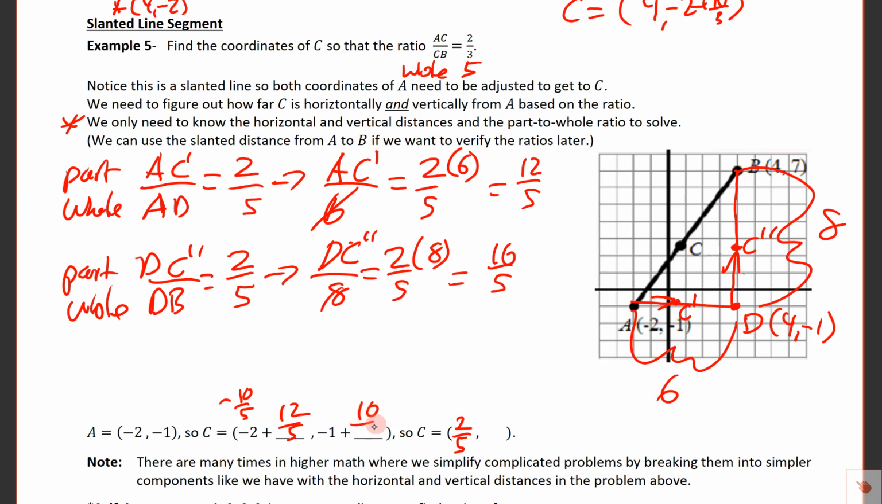So we're going to add 16/5 here. Let's see, that's minus 5/5. So 11/5.